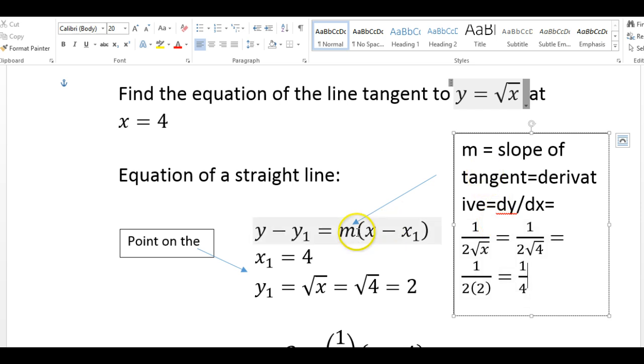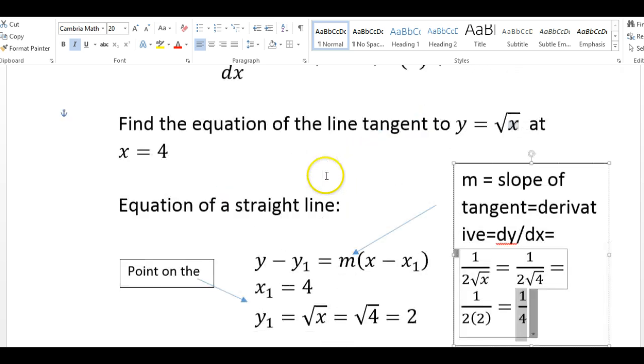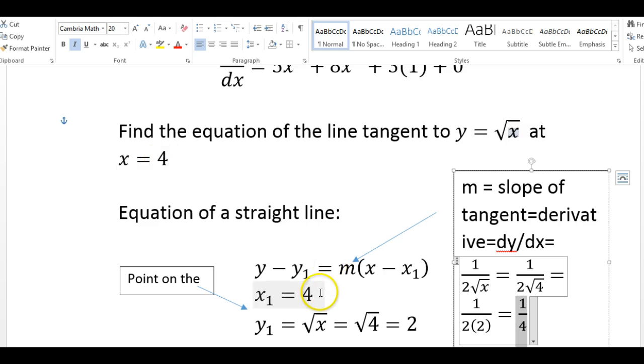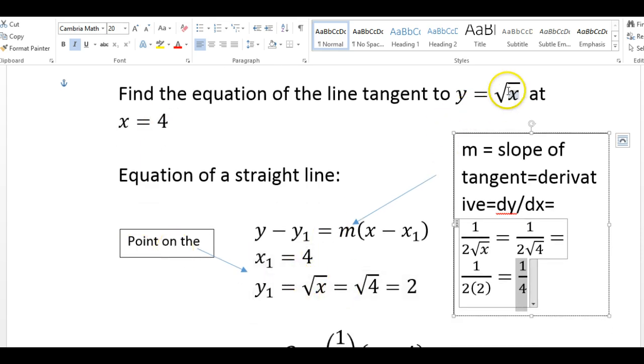Once again, this is the slope of the tangent, which is nothing but the derivative. You calculate the derivative of square root x using the power rule, plug in the value of x, and you get 1/4. What about x1 and y1? Well, x1 is 4 on the curve, and y1 you get by plugging 4 into the original function, not the derivative. The original function is square root x, so you get square root 4, which is 2.